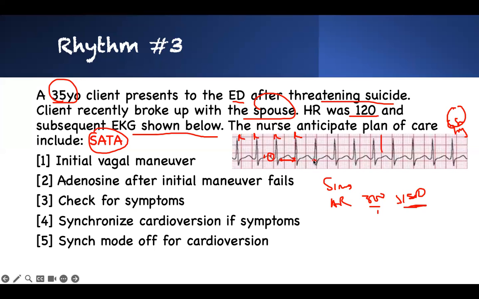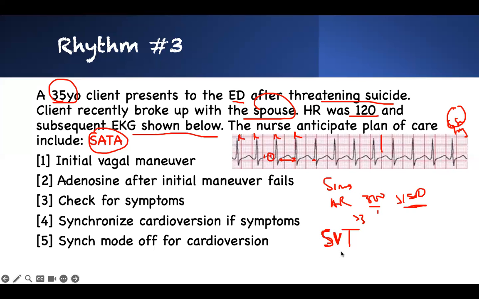The QRS is no greater than 3 boxes, so that's good. The P wave, you can't even figure it out. But this is a fast rhythm, and it's SVT. This is supraventricular tachycardia. It's too fast. This is SVT, a faster rhythm than sinus tachycardia, right? So what do you do? There are so many causes that will happen.